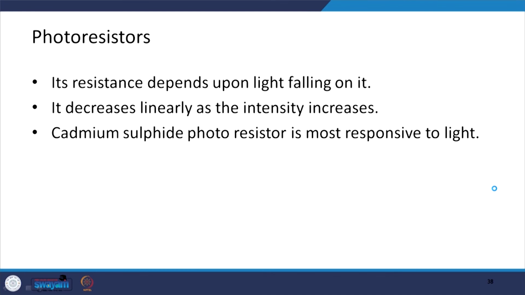Then we have the photoresistors, whose resistance depends on the light falling on them. As the name indicates, for a photoresistor the resistance decreases linearly as the intensity increases. Cadmium sulphide photoresistor is the most responsive to light.